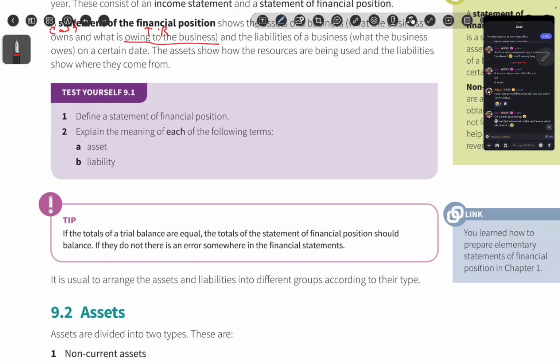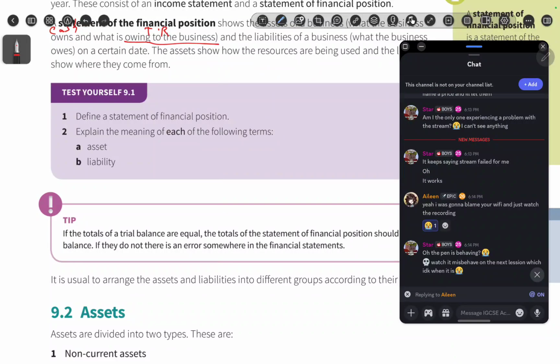You learned how to prepare elementary statements of financial position in chapter 1. If the totals of a trial balance are equal, the totals of the statement of financial position should balance. If they do not, there is an error somewhere in the financial statements. What it may be, here on the next lesson.